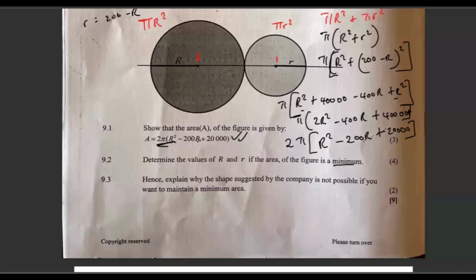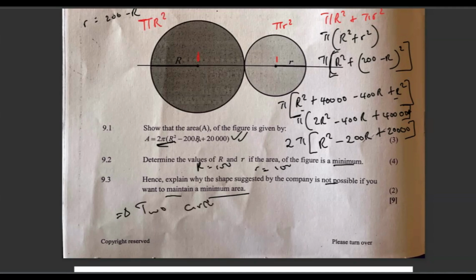Hence, explain why the shape suggested by the company is not possible if you want to maintain a minimum area. I mean, if the capital R is 100, how can a small r also be 100? Let's explain it. What we can say is that the two circles do touch externally. Two circles are touching externally.